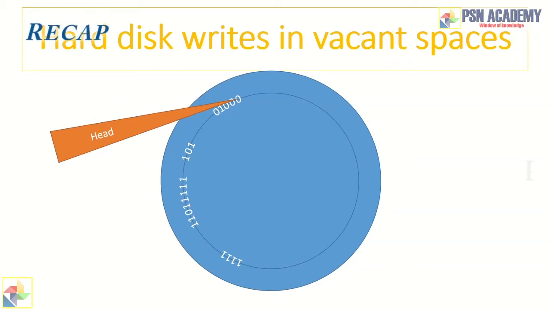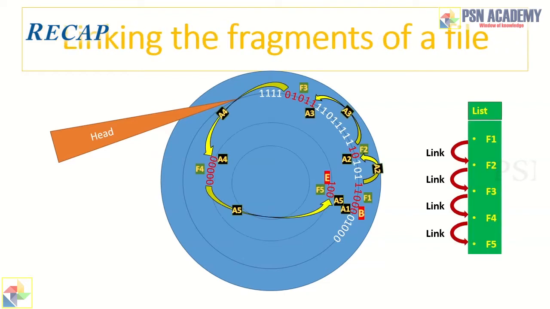Let's recap our previous lesson. The raw file, which we assumed a song file, is being written in vacant spaces and gets fragmented. Here we see how the fragments are linked sequentially so that the media player can continue playing the song from the starting bit to the end.